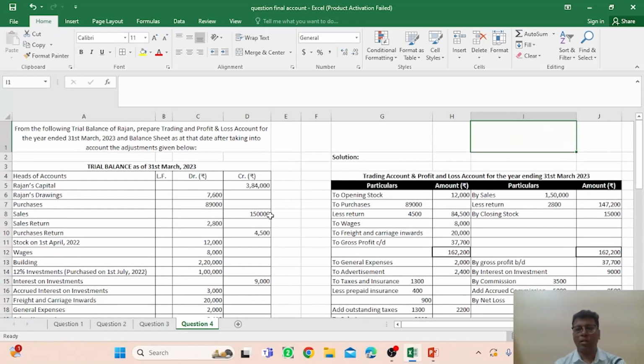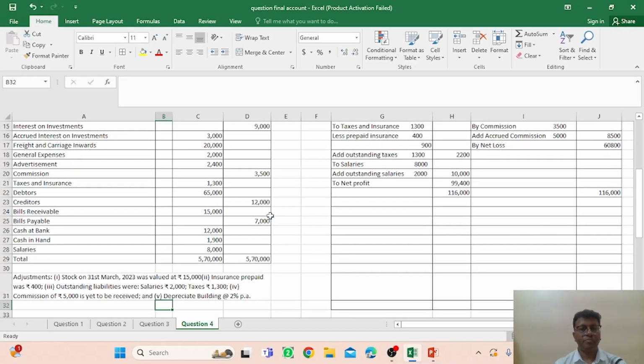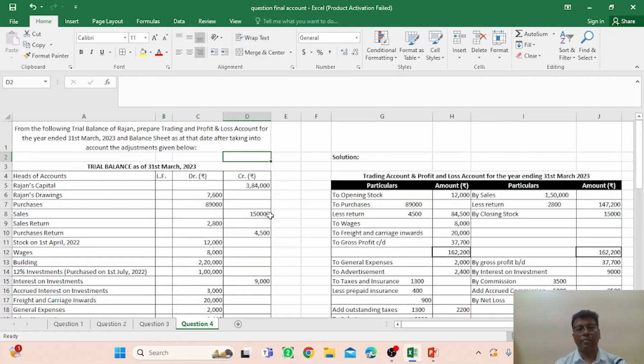As you see, first of all you should take the total of both sides of the trial balance. If 5,70,000 and 5,70,000 are both the same, fine, but sometimes it is written wrongly, so you should take the total. And second thing, check whether any item is left out, or whether the figure you carried to the trading, P&L and balance sheet was properly entered with the amount given in the trial balance, or you wrongly entered it. As was the case for the sales: the sales was rupees 1,50,000, and only 50,000 was written over there. So now we have corrected it, and sales return 2,800, 4,500, this is your return from purchase.